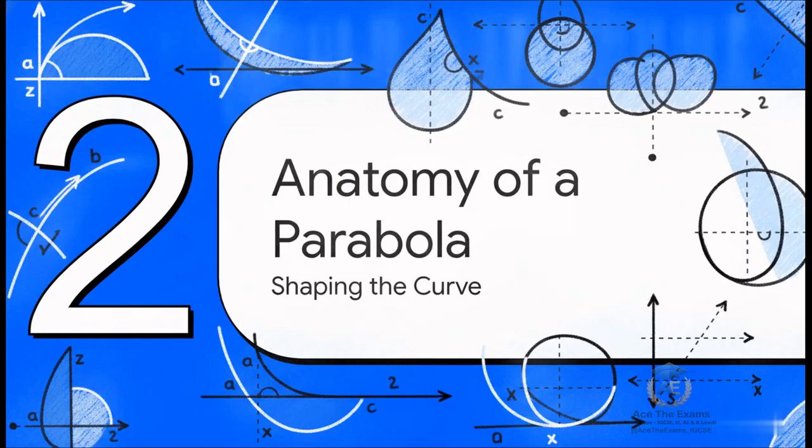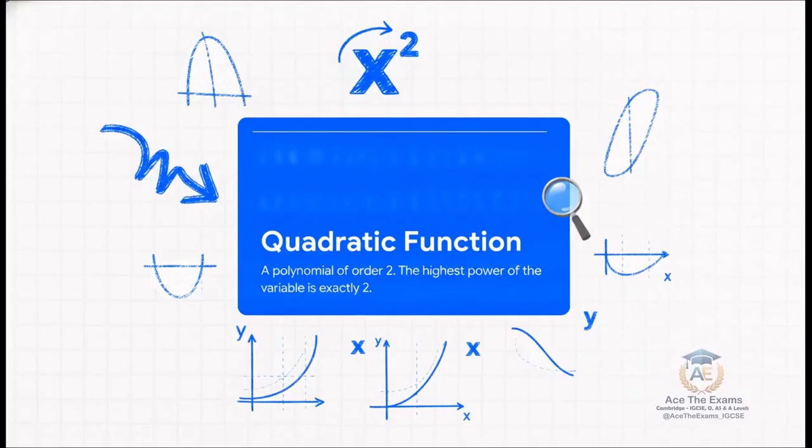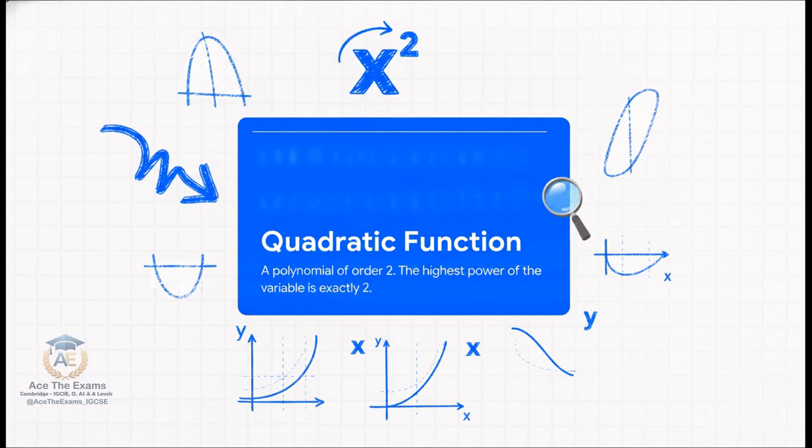Moving on to Section 2, Anatomy of a Parabola. Let's break down the actual shape. Let's get our foundational definitions crystal clear. First up, a polynomial. This is simply an expression where the variables have positive whole number powers. Simple enough, right? But our star today, the one you'll see constantly, is the quadratic function. This is a polynomial where the highest power of the variable is exactly 2.